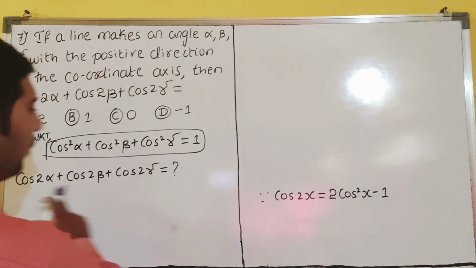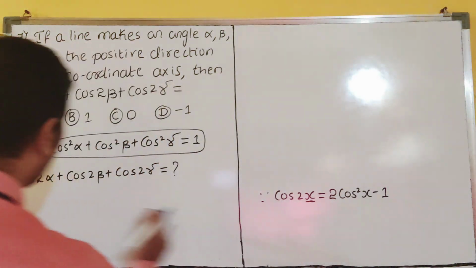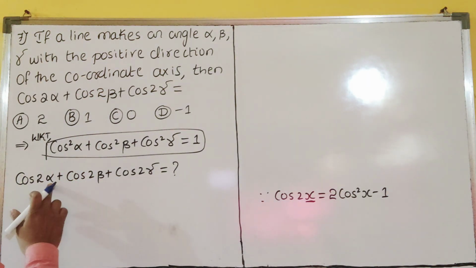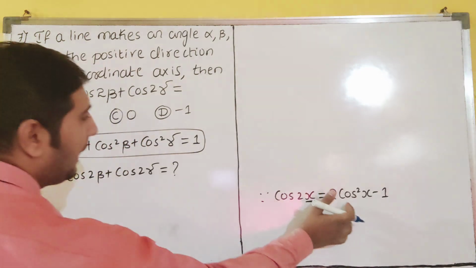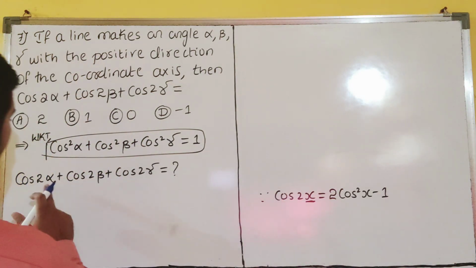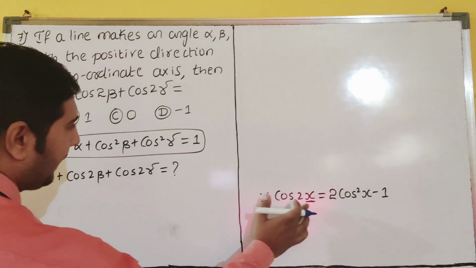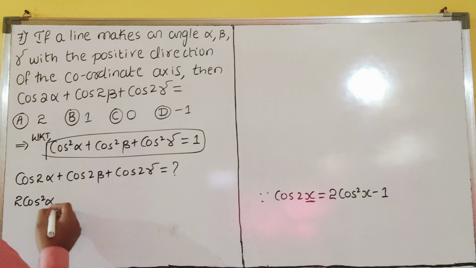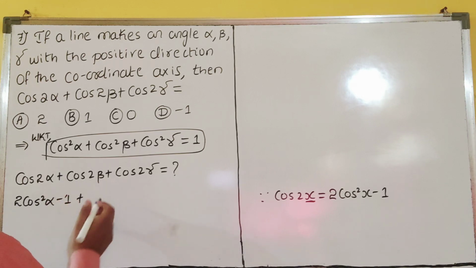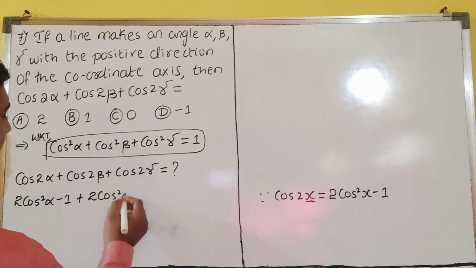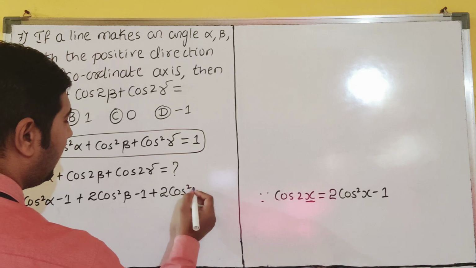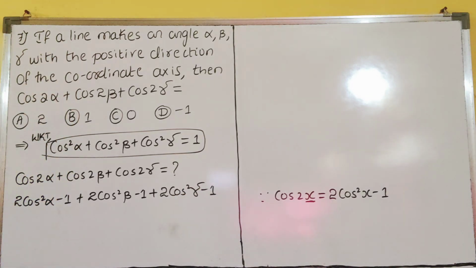So now for cos 2 alpha, in place of x, what is it here? Alpha. See here, this and this both look the same. So cos 2 alpha and cos 2x are the same, then I can apply it: in the x place, alpha is there. Now you can apply the formula: 2 cos square alpha minus 1 I can write. Similarly cos 2 beta is also 2 cos square beta minus 1, and next is 2 cos square gamma minus 1. All will agree with this.